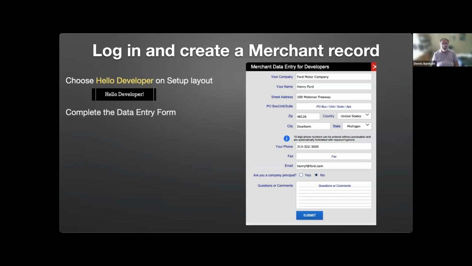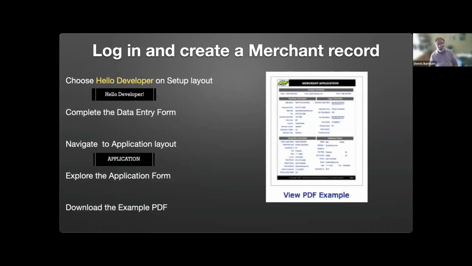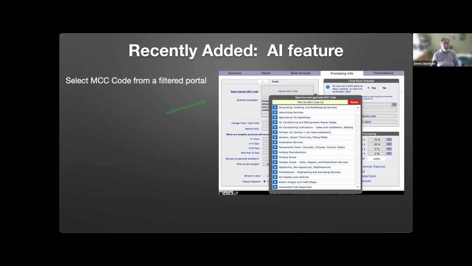So in this silly little example, we've got Henry Ford filling in the information for the Ford Motor Company. And when that gets submitted, you'll be able to go to the next step, which is the processing information. You can explore all the different tabs in the application that I showed you before. And there's also a downloadable PDF that's an example, so that you have in your hands everything that you actually just filled in. You have a copy of that.